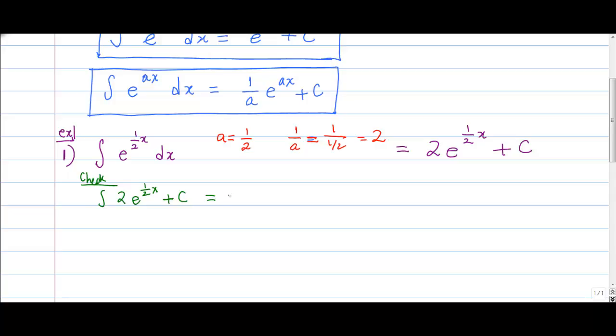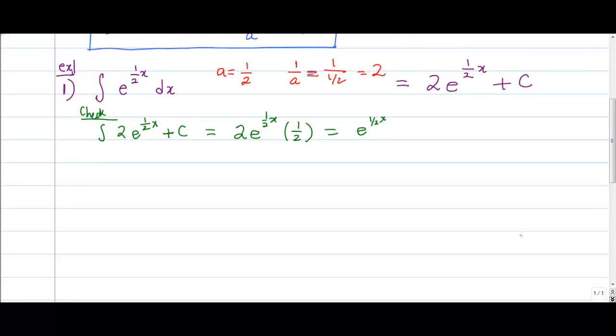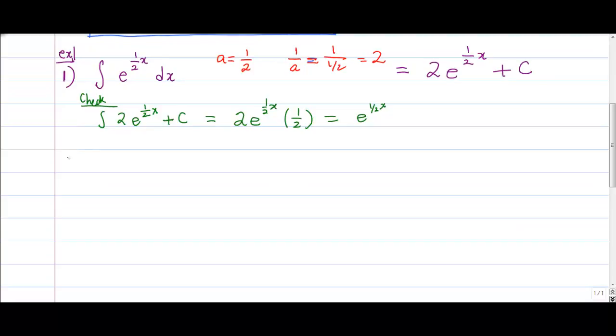So remember how we take the derivative: you leave the 2 alone. The derivative of e to the something is e to the something times the derivative of the inside. What's the derivative of 1/2 x? 1/2. The derivative of c is 0. 2 times 1/2 gives me 1, so I'm left with e to the 1/2 x, and that's what I had. That is applying the chain rule. So if you are never sure, you can always just check using the derivatives.